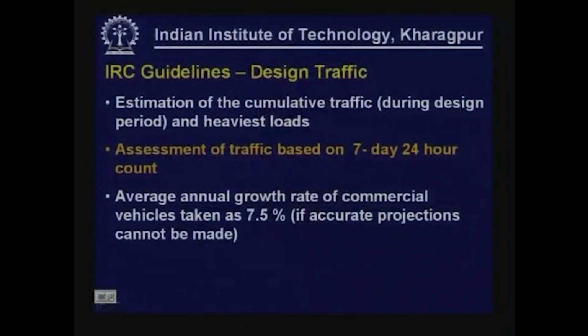For making projections, we need the average annual growth rate of commercial vehicles. We are only interested in commercial vehicles because these are the vehicles which carry heavy loads, and these are the vehicles that are going to be causing damage to the pavement. So, the average rate of growth of commercial vehicles can typically be taken as 7.5%. This has to be worked out on the basis of various exercises, but if it is not available, IRC recommends you can take a value of about 7.5%.